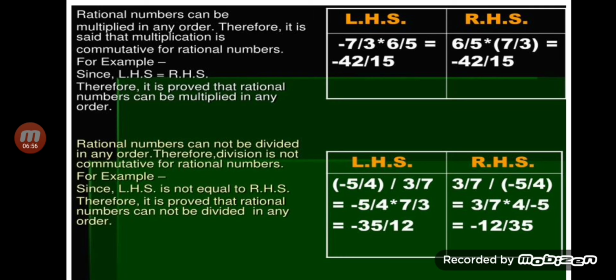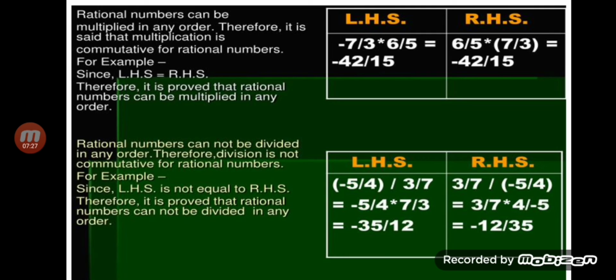If you take division, it is not commutative because minus 5 by 4 divided by 3 by 7, take the reciprocal: minus 5 by 4 into 7 by 3, it will be minus 35 by 12. But in RHS, 3 by 7 divided by minus 5 by 4. When you take the reciprocal, 3 by 7 into 4 by minus 5, we'll get 4 threes are 12, 7 fives are 35. That is minus 12 by 35.